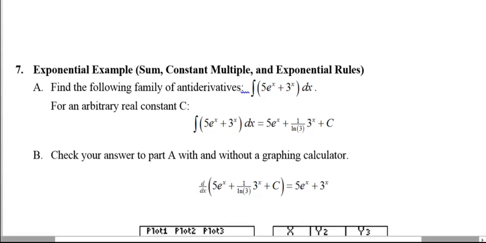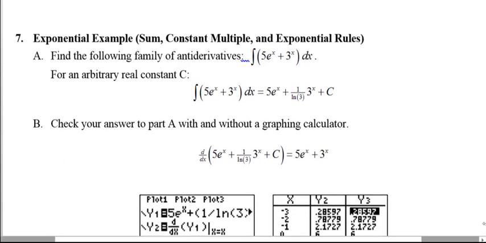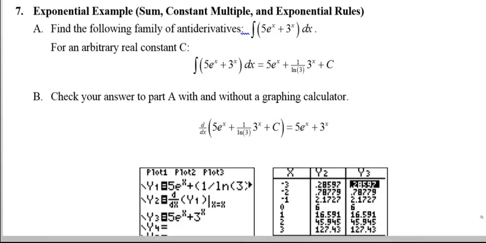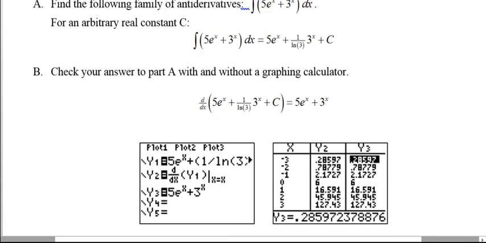Alright, here's another example. A couple more here. In this example, we're looking at the sum of a couple of exponential functions. First of all, the antiderivative of the sum is the sum of the antiderivatives. And the antiderivative of e to the x is e to the x, and that 5 is times that, so it's 5e to the x.